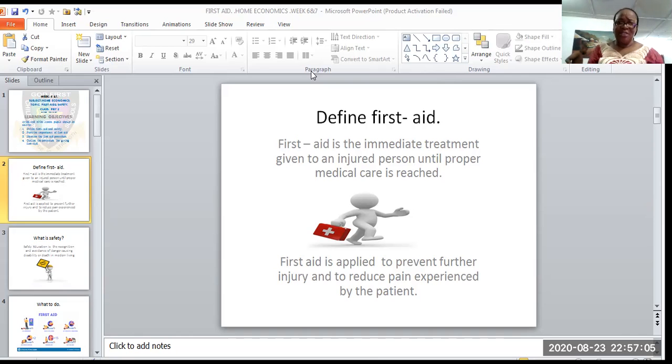Do you understand? So when somebody has a burn, a scald, what do you do? When somebody falls down and injures or breaks the bone, a fracture, what should you do? Note that most first aid treatments are given by first aiders. Those are the people that are trained professionally to handle first aid cases. Do you understand?